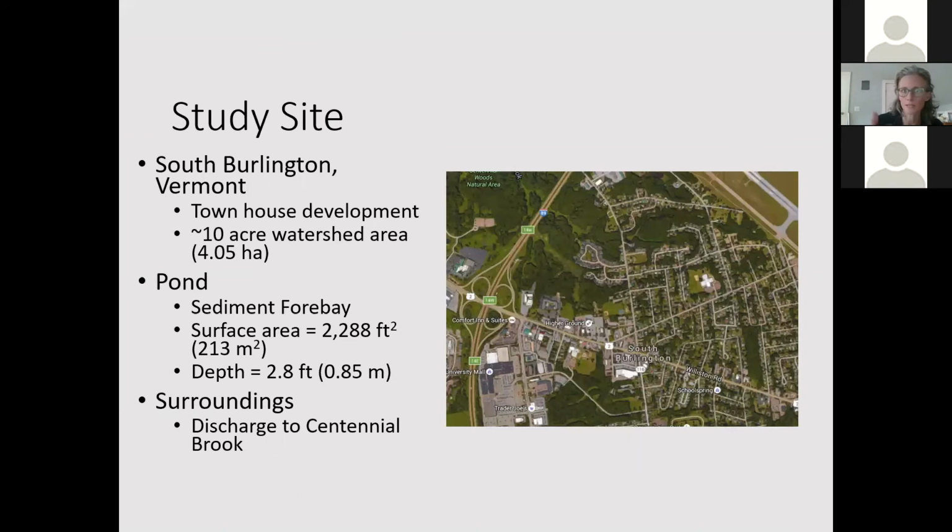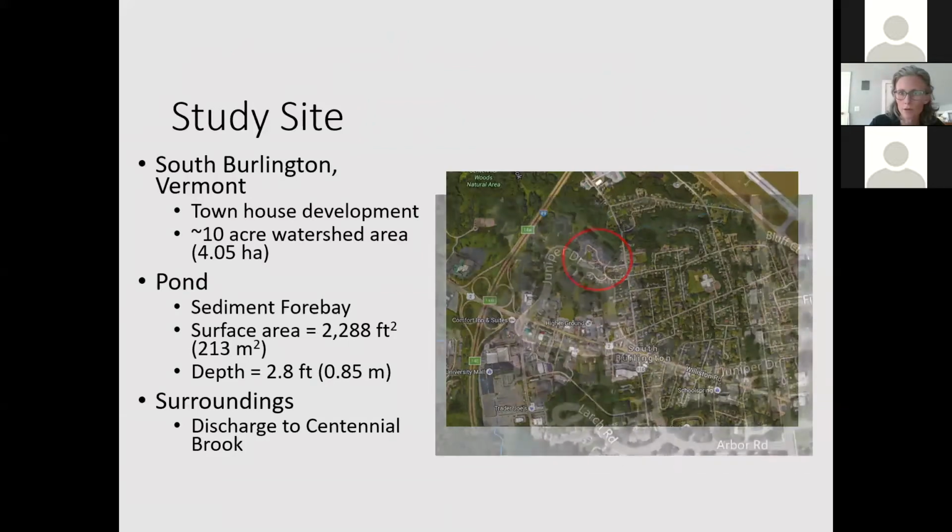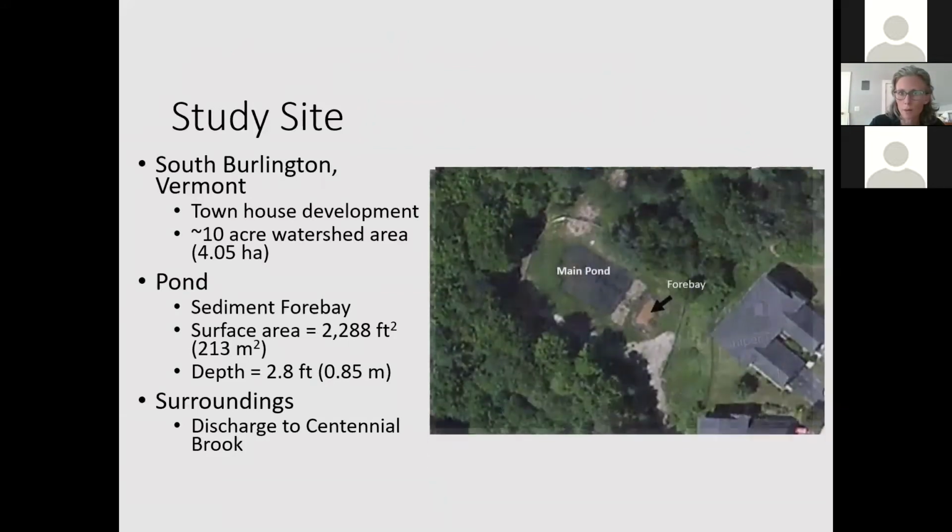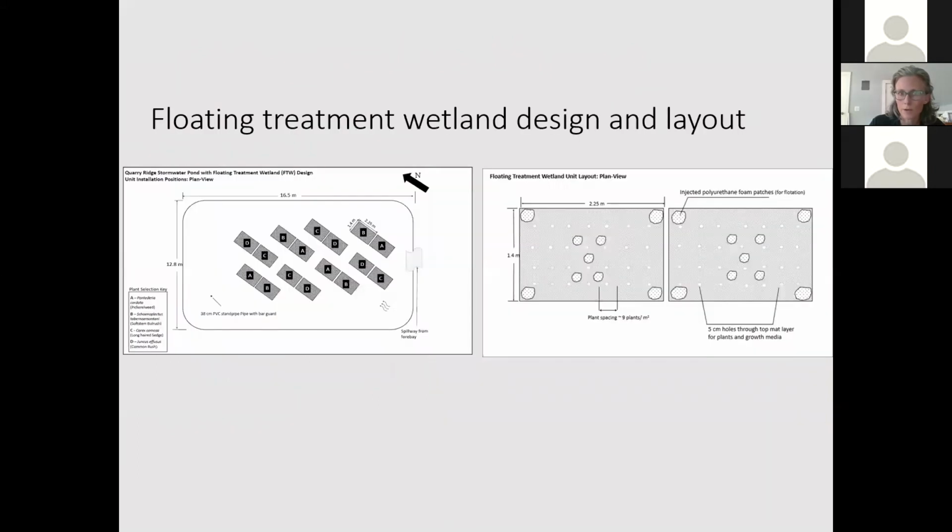So the study site here is in South Burlington, Dave Wheeler's area. Here's the pond, that's the neighborhood. I zoom in on the neighborhood. There's the little pond, it's got a forebay. And this is a plan view on the left of the total pond, just a simplified version of it. And these are all the rafts that are laid out.